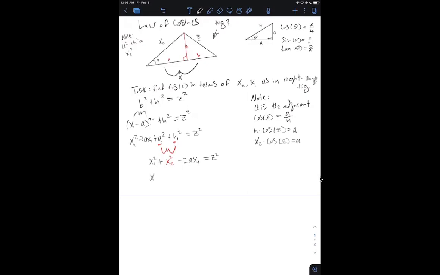So in finality, we say that the z squared up here is equal to not x1 squared plus x2 squared alone, but the two of them minus 2 times x1 times x2 times the cosine of the angle between them. So that is the law of cosines.